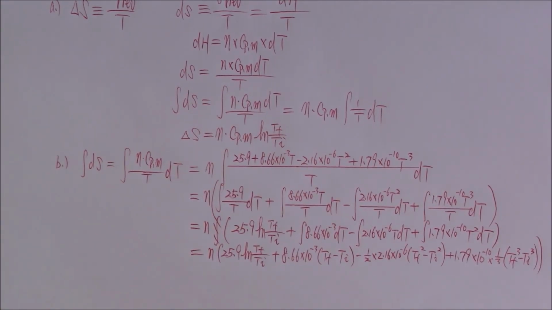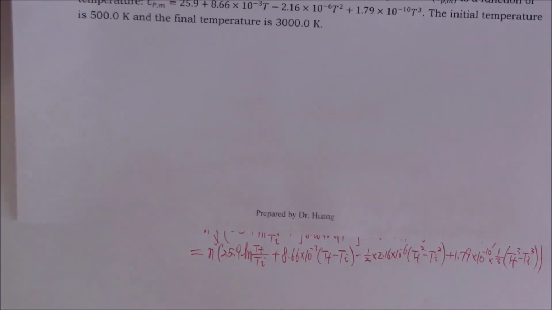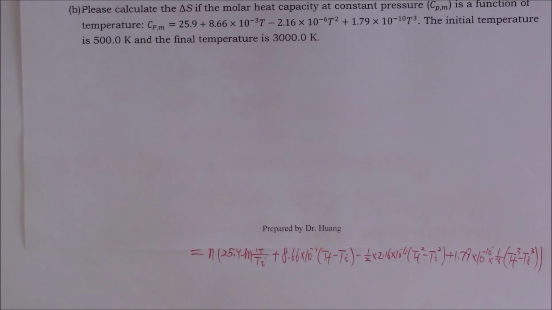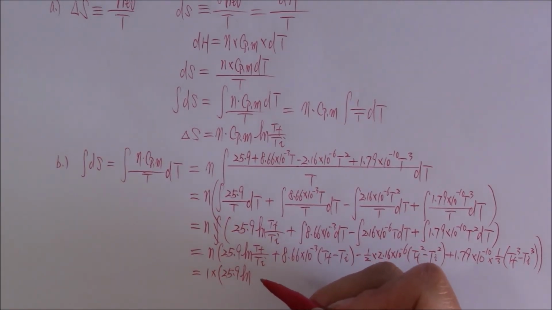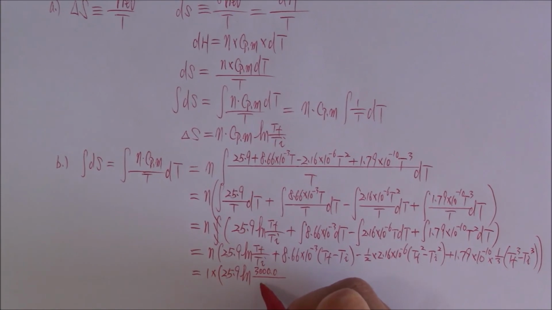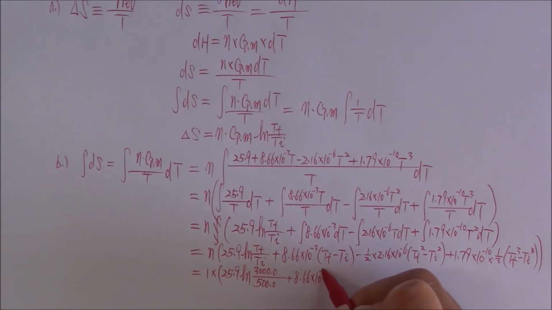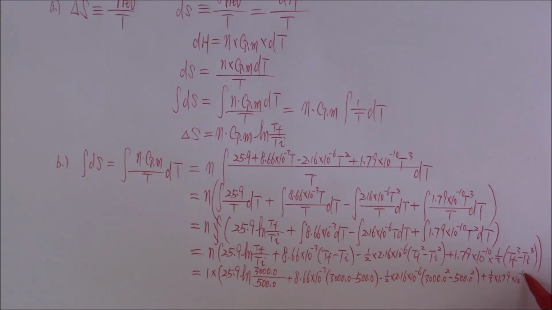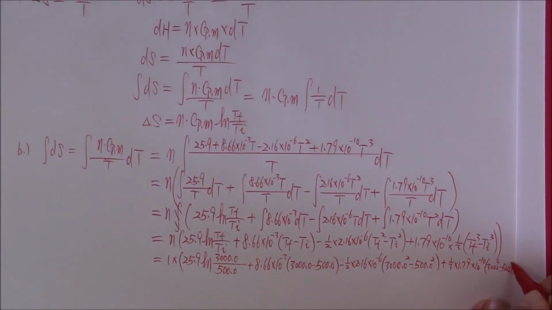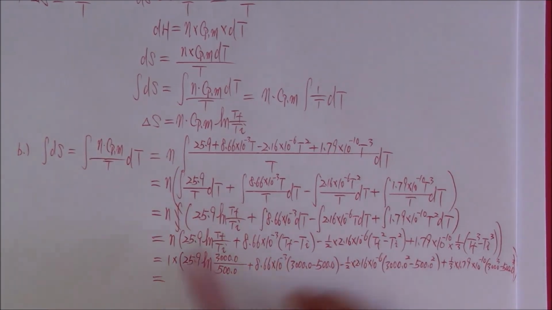Since we have the equation, we can plug in the values to get the answer. Oh, I just realized that I did not give you the moles. Let's assume that the moles is 1. The final temperature is 3000 Kelvin. The initial temperature is 500.0 Kelvin. We can plug all numbers into a calculator, and we will get our final answer.